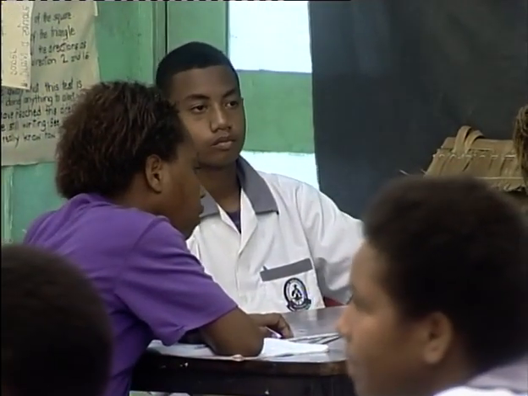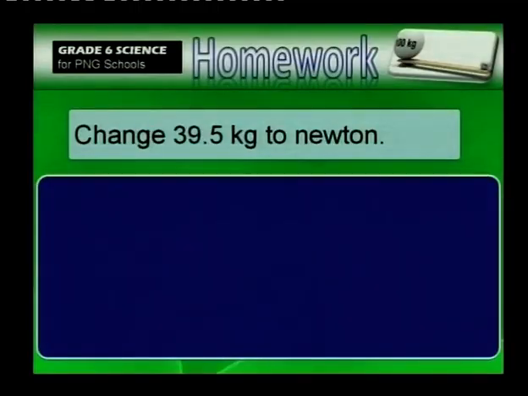Our question was, change 39.5 kg to Newton. That was our homework. Change 39.5 kg to Newton. Receiving teachers, you can check with your students. Let's hear from the model class.